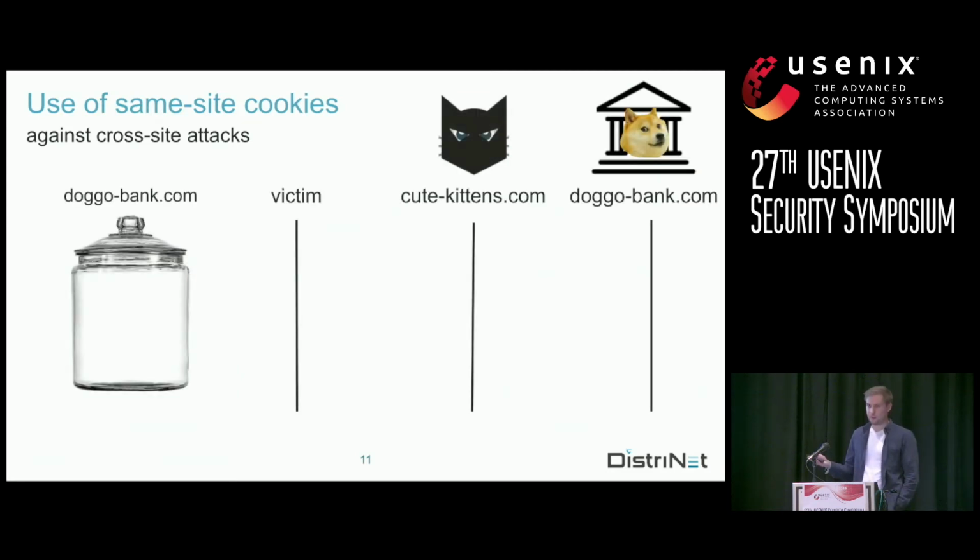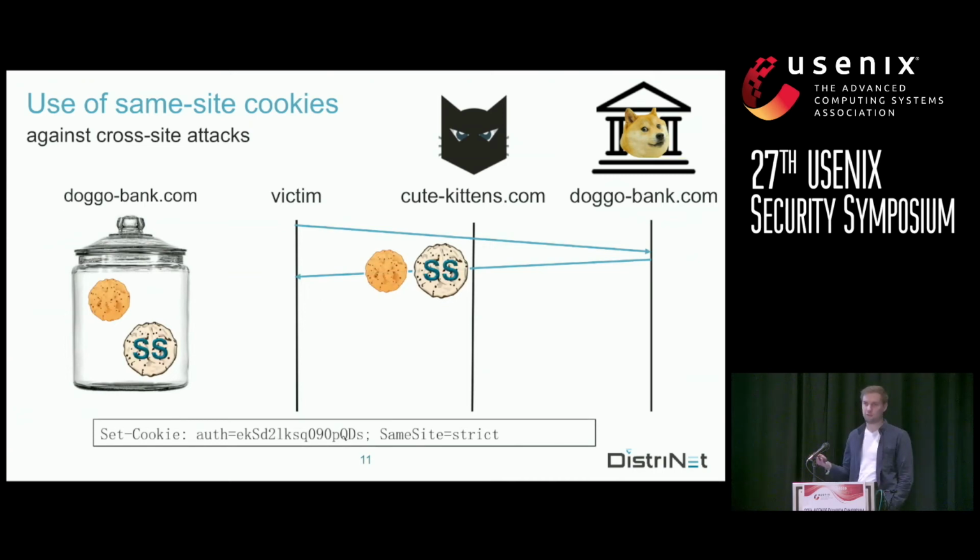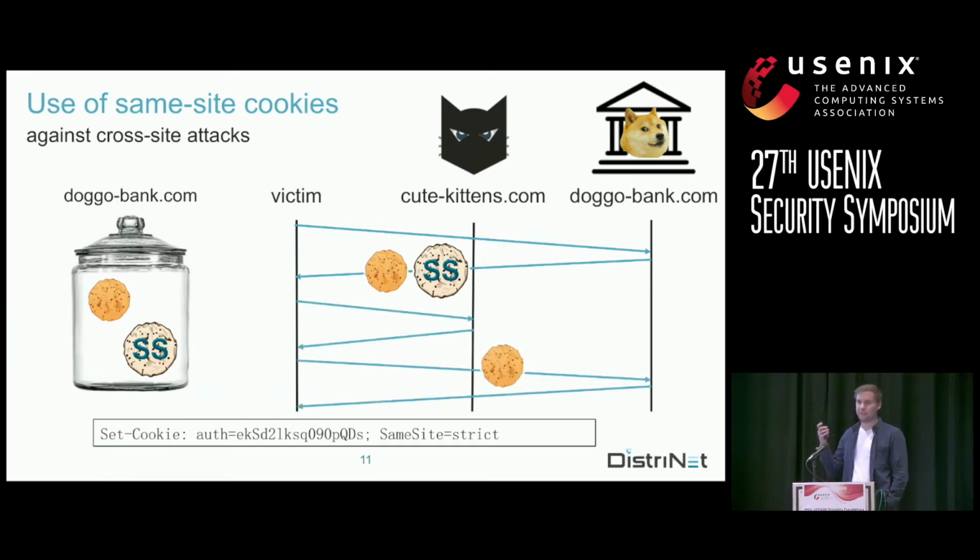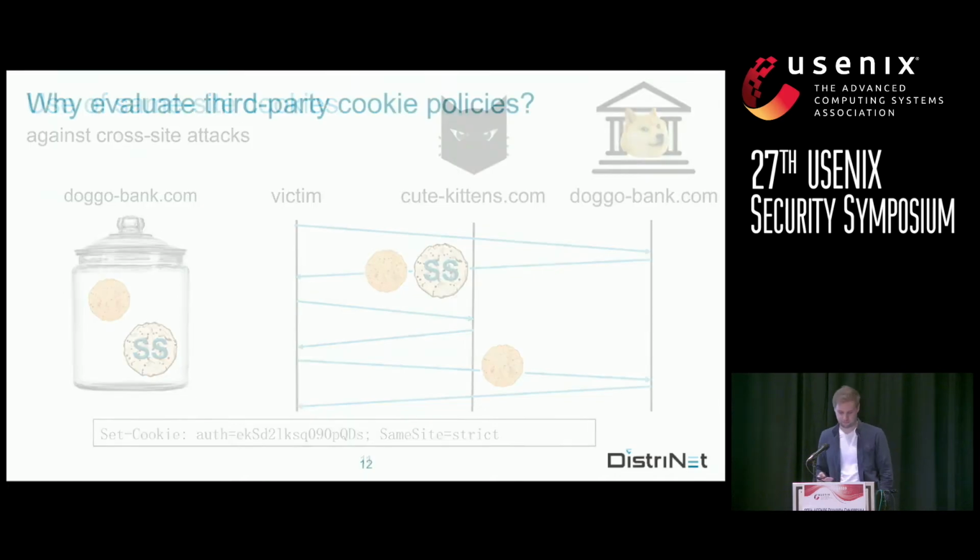So again, the example of doggobank.com. This time when a user logs in for the first time, doggobank uses same-site cookies to set the authenticating cookies. And we can see in the set cookie header that they used the option of strict. So this time when the attack is performed again, we'll see that only the generic cookies are included in the request, which do not authenticate the request. So in this case, the attack is mitigated.